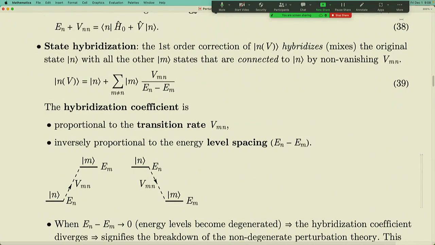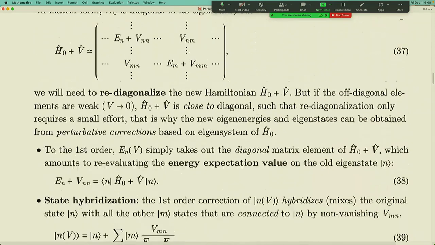And what about the correction to the state? Why is the state corrected in this way? For example, you have an |n> state. The first order correction to the state basically corresponds to a process called hybridization, or mixing, of the original state with another state that is connected to the original state by a non-vanishing Vmn. Because Vmn is the mth row, nth column matrix element, if there is no such matrix element, that means suppose all these off-diagonal matrix elements are exactly zero, then you don't need to do any correction to the eigenbasis, right?